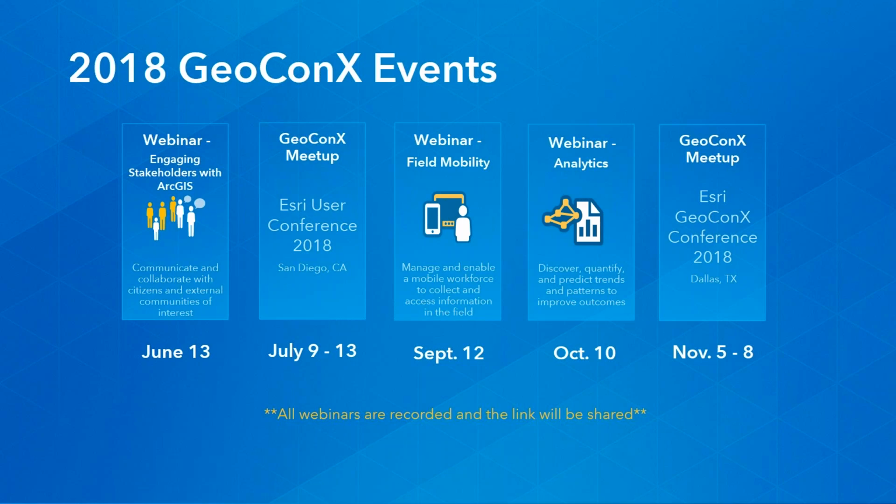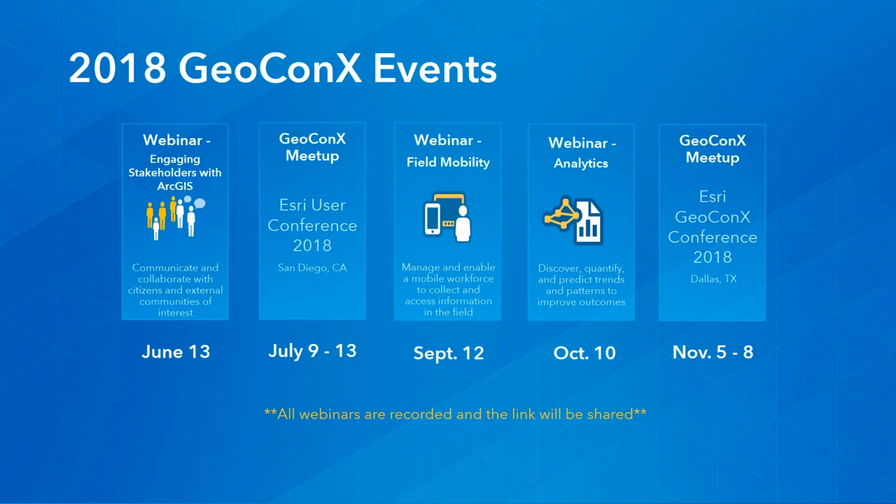In July, the GeoConnects community will gather at the Esri User Conference in San Diego. We'll be taking a brief break from webinars in the summer. The fall portion of our series kicks off September 12th with a look at field mobility. With such a large proportion of staff and contractors working in the field, assuring they can readily access real-time network information is increasingly important. Access to current, needed information on any device, anytime, anywhere is critical for a well-performing field workforce. We'll be closing out the webinar series with a look at analytics on October 10th.